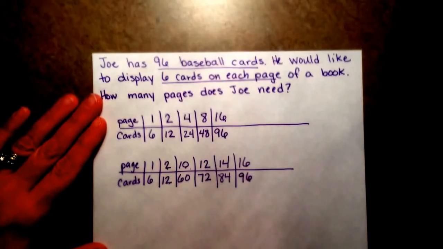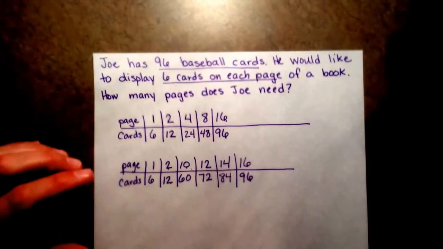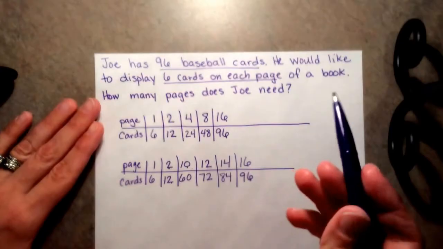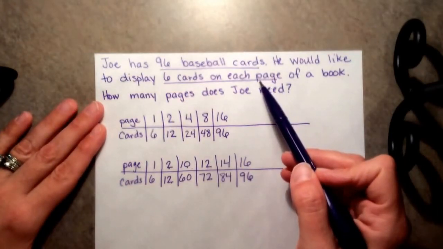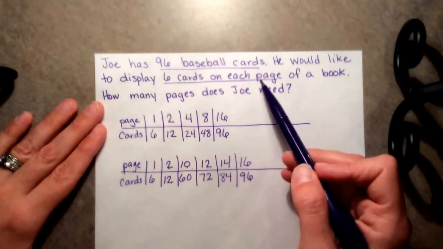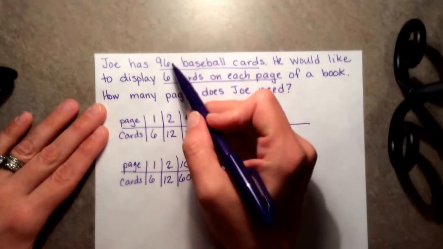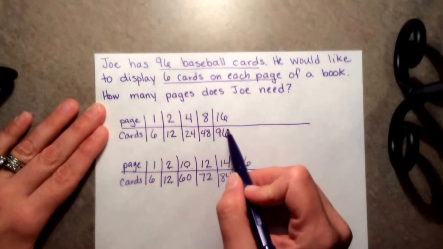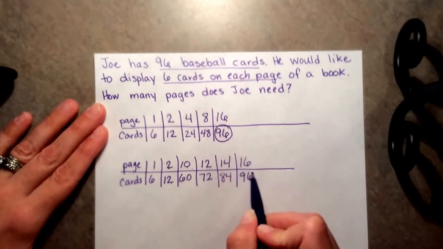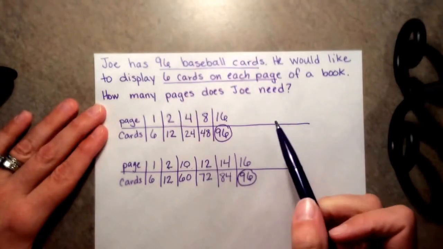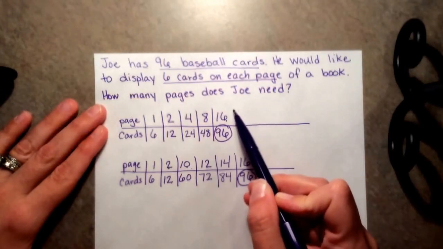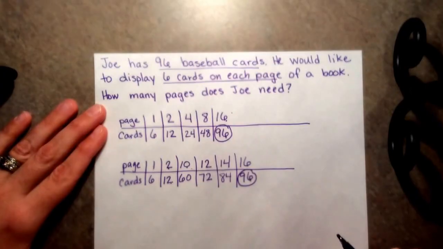A ratio table is really to help show a relationship between a top number and the bottom number, holding a relationship steady and consistent throughout each of the operations. As soon as they have reached the number of 96, that tells them that they are done. The answer then is on top. So the answer to our problem, how many pages does Joe need? Joe needs 16 pages to complete his project.